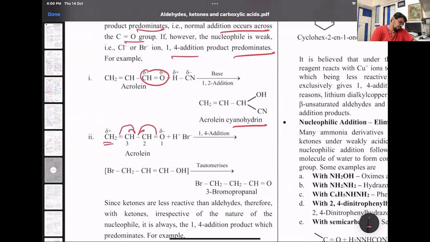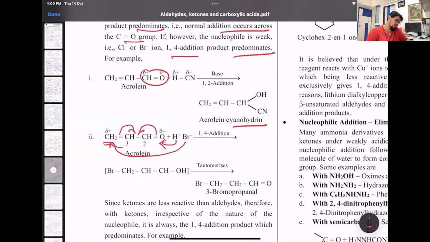So look at that. CH double bond CH, then you will have an OH coming in. Means here this H will move here and the Br will come over here, which on tautomerism will give you the respective compound. So what it's trying to say is 1,2 addition is generally if you're having a strong nucleophile, and if there's a weak nucleophile, then there is 1,4 addition.